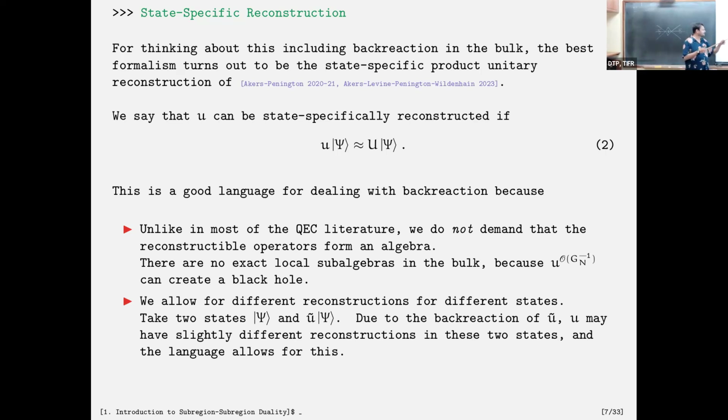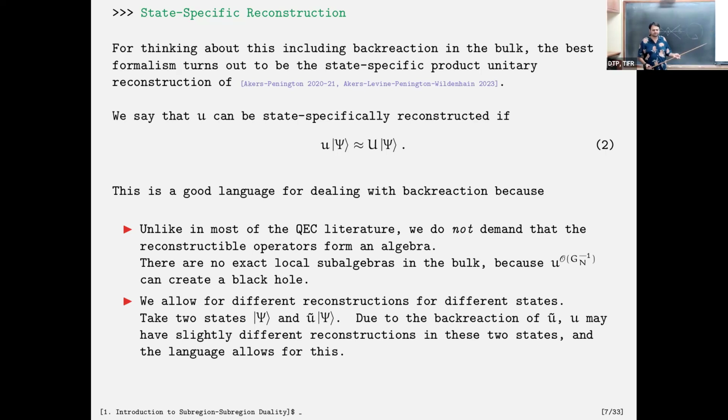Okay. The other reason, by the way, that the state-specific thing is important is that you can have different reconstructions in psi and some other state tilde psi. For example, suppose you had something which created an excitation in a particular mode of the free field in global AdS, and u tilde was an operator that changed the geometry of global AdS. With the same operator, you will not create a single mode excitation anymore. So it had to be a different operator on the boundary, and this language also allows for this subtlety. So the back reaction of u tilde might just change the reconstruction, and that is fine for us.